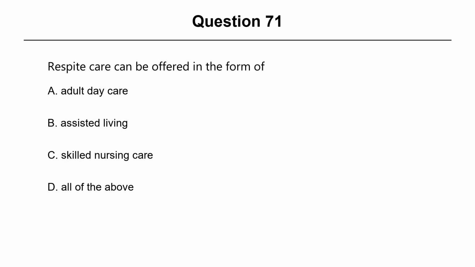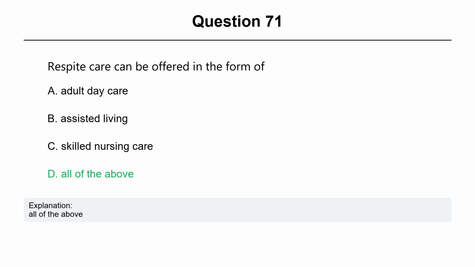Question 71. Respite care can be offered in the form of: Option A, adult day care. Option B, assisted living. Option C, skilled nursing care. Option D, all of the above. The correct answer is option D, all of the above. Question 72.